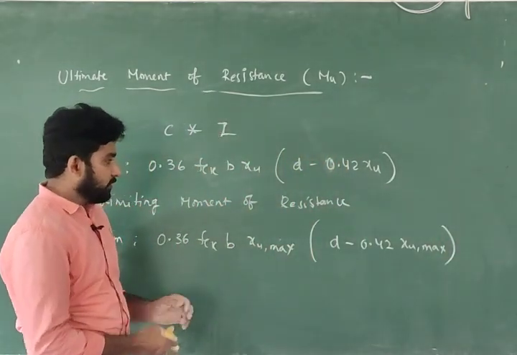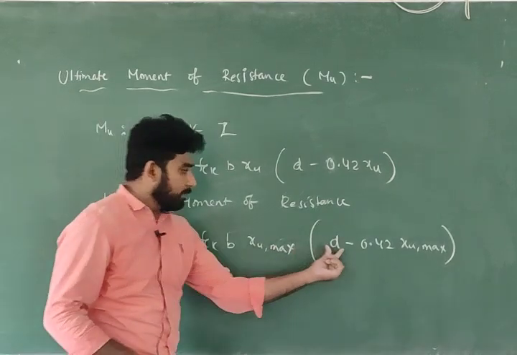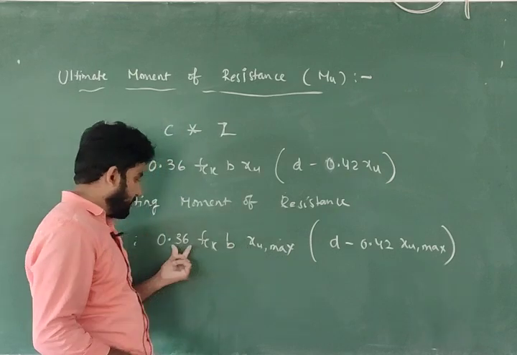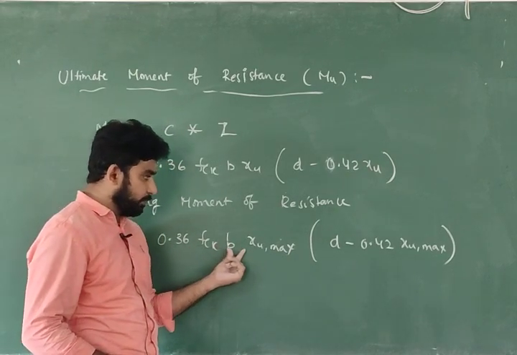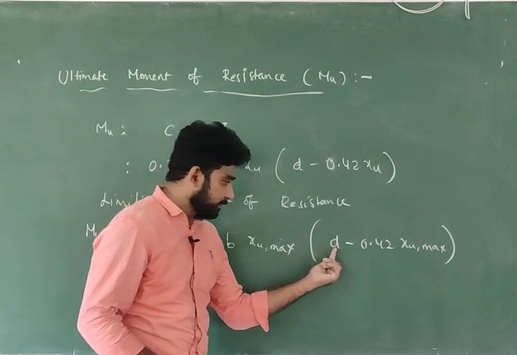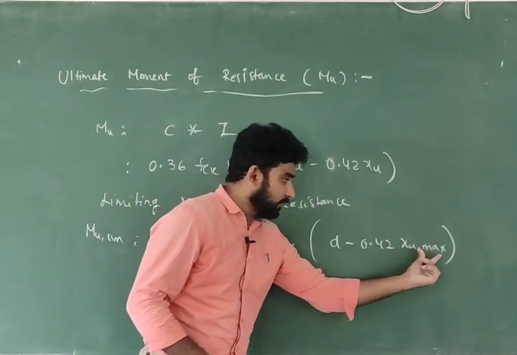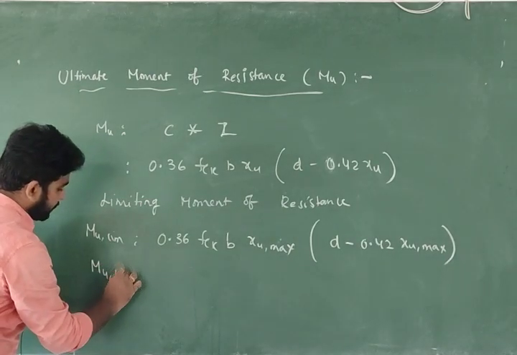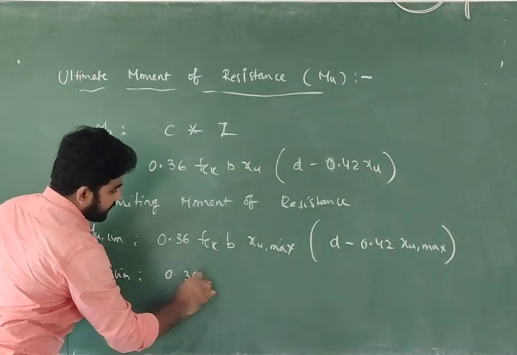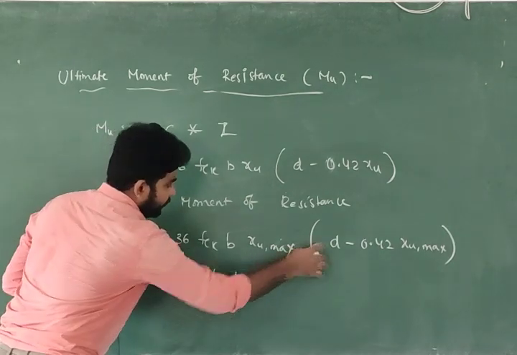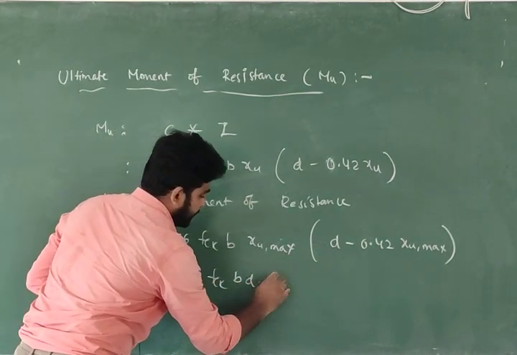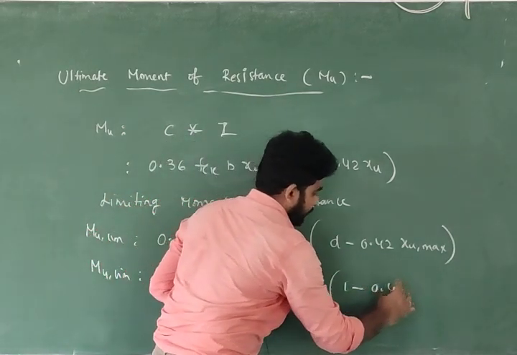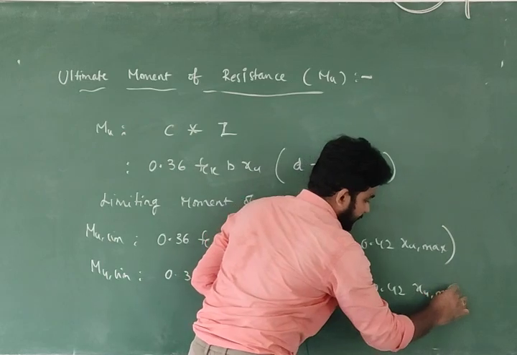Okay. So in the next step, I am taking d outside. If I take d outside, this is 0.36 fck into b into d into Xu maximum, 1 minus 0.42 into Xu maximum by d. So Mu limit equals 0.36 fck into b into d into Xu maximum into 1 minus 0.42 Xu maximum by d.